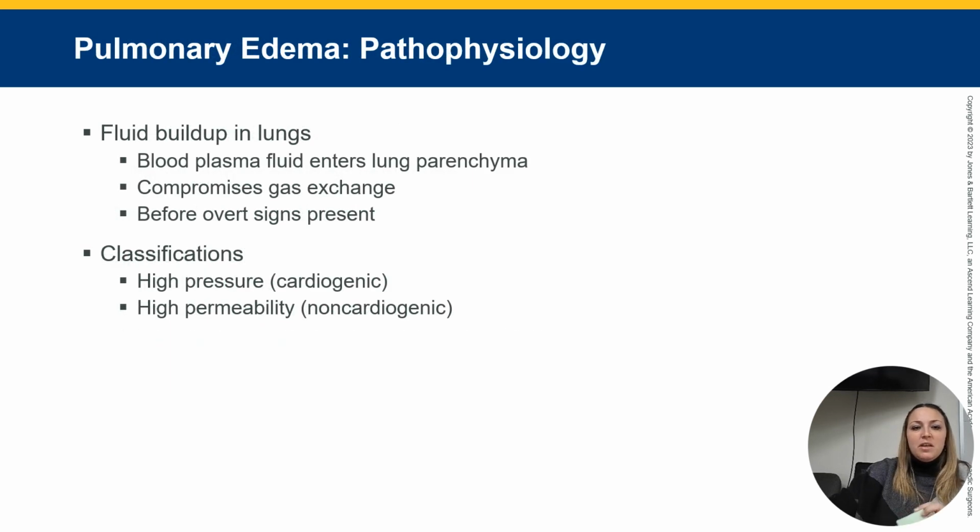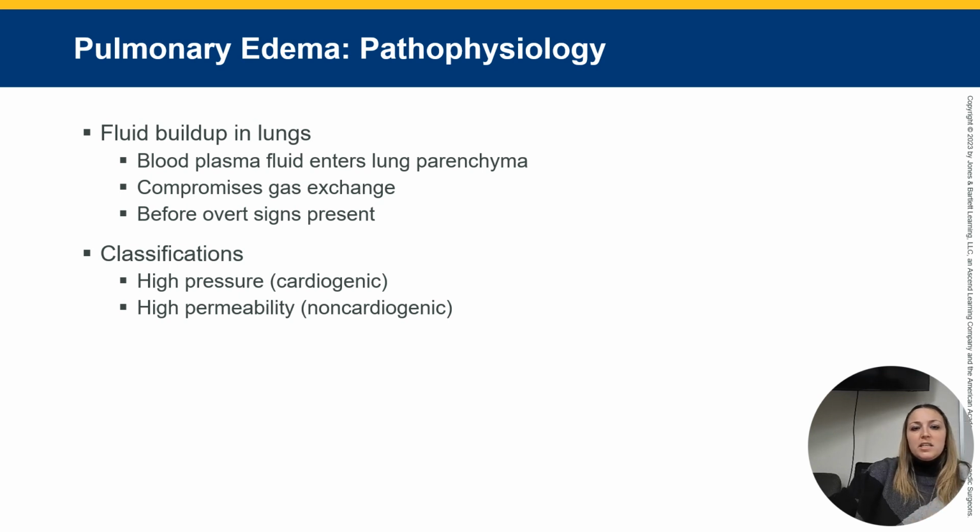That pulmonary edema, it's going to be that fluid build up in the lungs. The blood plasma fluid kind of leaks through that single layer of cells. And what it does is it ends up compromising gas exchange. And then when pulmonary edema is officially classified, there can be two different types. There's high pressure and high permeability.